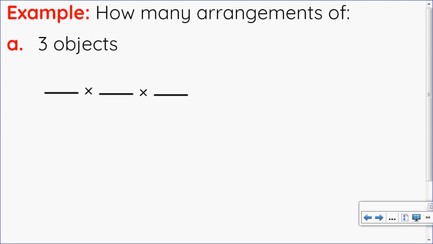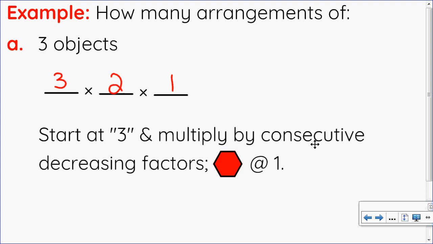How many arrangements are there of 3 objects? So I have 3 different stages. My first choice would be the 3 objects. Once I select that, I know that there will be 2 choices and then 1 choice remaining. So when I'm arranging all 3 objects, notice what I do. I start at 3 and multiply by consecutive but decreasing factors, and I stop when I reach 1.